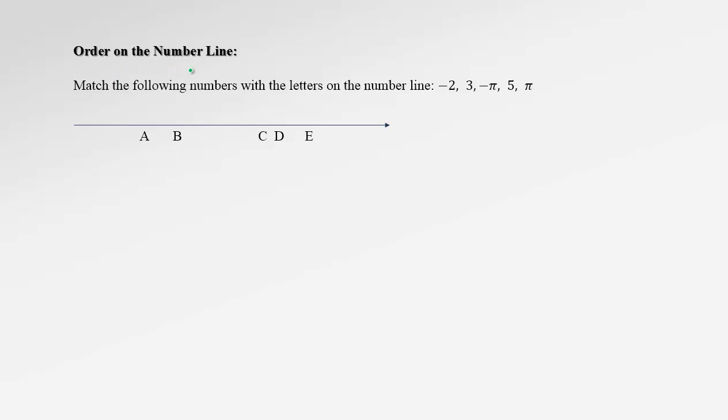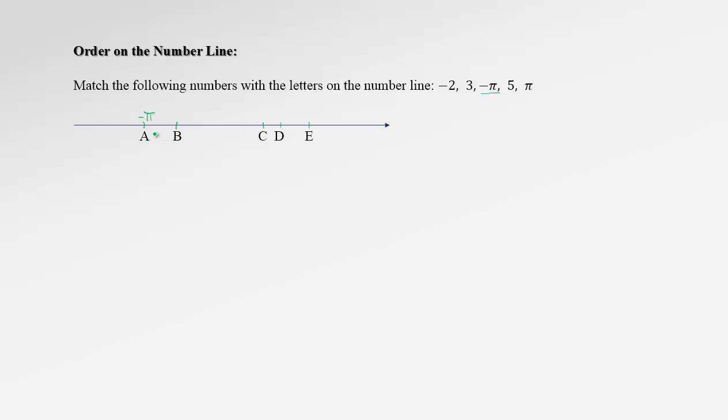Okay, let's talk about order on the number line. Assume that we have these particular numbers to match with the points A, B, C, D, and E on the number line. How do we know where to place those numbers? Since on this number line the arrow is going to the right, we know that point A corresponds to the lowest number and point E to the highest. So A would have to correspond to which one? Oh, -pi, because that's approximately -3.14. So A would be the same as -pi.